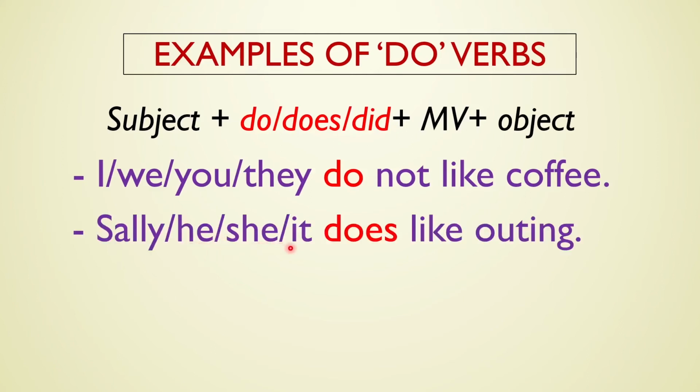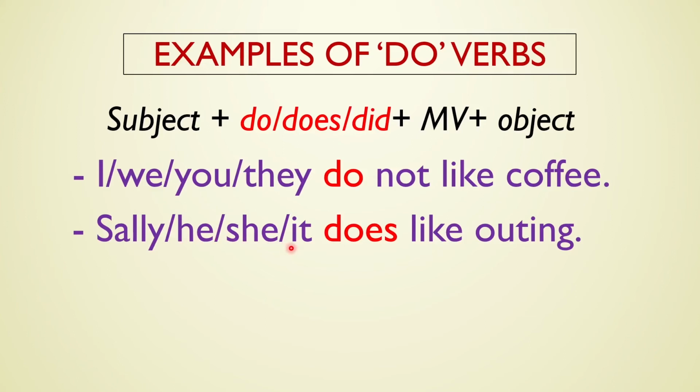Sally, he, she, or it does like outing. Here, like is the main verb again, and does is used because all the subjects are in third person singular form.